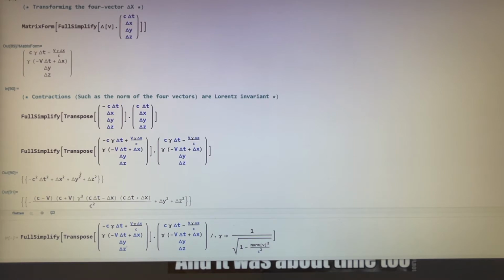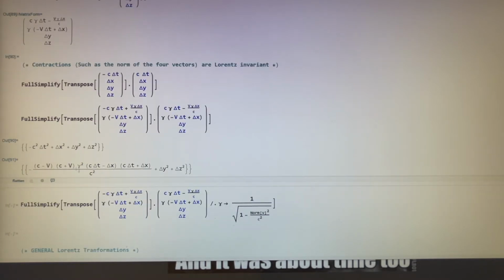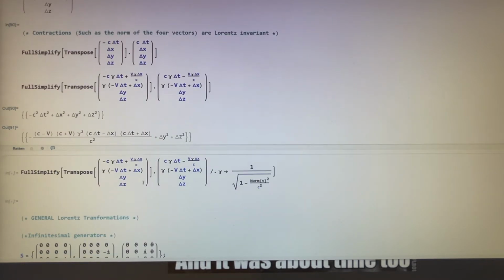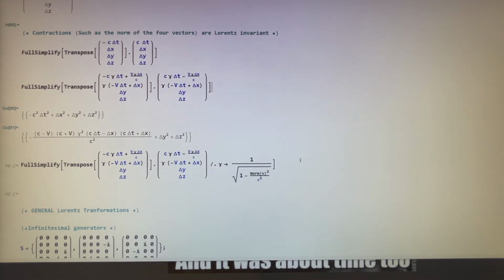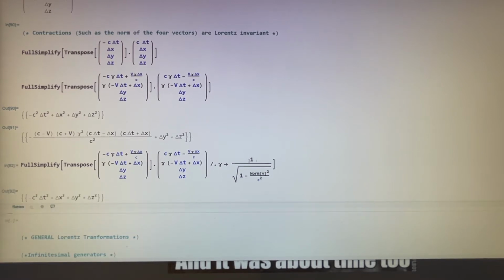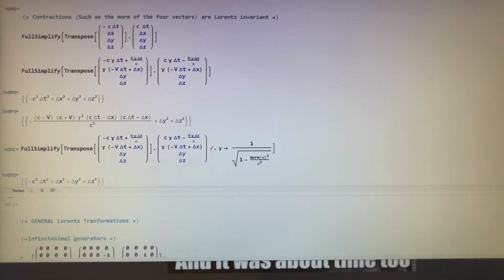Are they the same? Well, even though they may not look the same, let's simplify. Let's do this operation again, but now substituting gamma by the Lorentz factor. And we see that indeed it is the same thing, right? This actually shows that this expression, this norm of the interval between two events, which is the space-time interval, is exactly the same in both reference frames. Okay, so far so good.